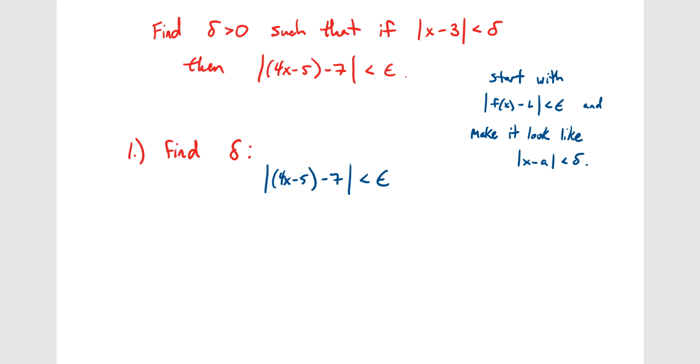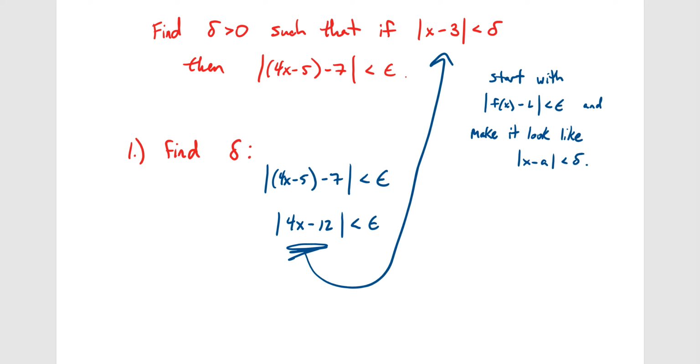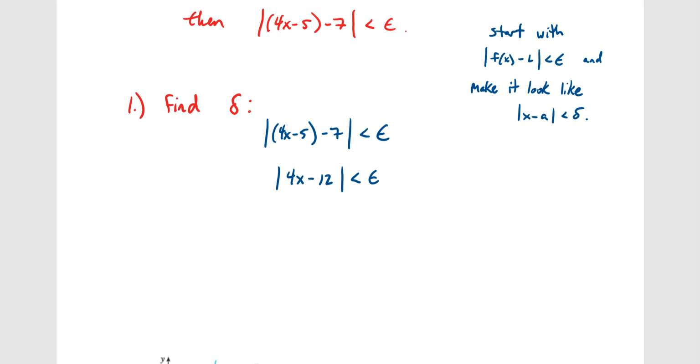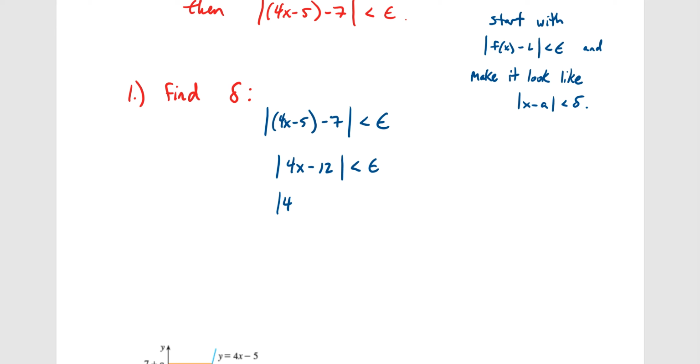First, it's pretty obvious that it simplifies to the absolute value of 4x minus 12 less than epsilon, because negative 5 minus 7 is negative 12. Now we have to ask how we can get 4x minus 12 to look like x minus 3. We can do that by factoring out a 4. Since it's a positive 4, we can factor it right out front, GCF style, and we're left with x minus 3. All we have to do now is divide both sides by 4. We get the absolute value of x minus 3 is less than epsilon over 4.